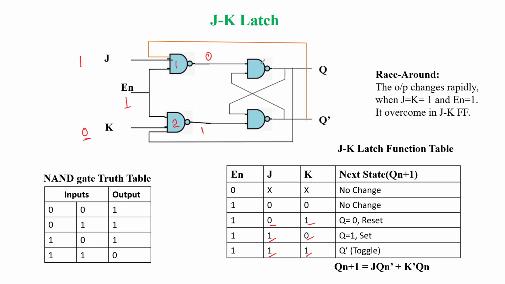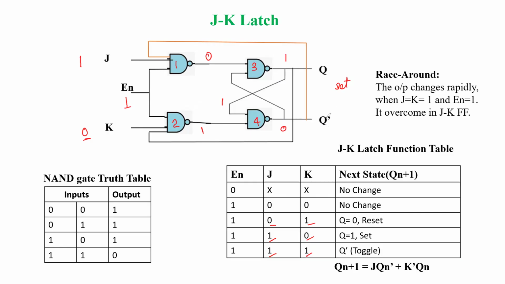Now if we come to the cross coupled latch, where we have NAND gate 3 and NAND gate 4. If one input is 0, we are sure that the output is going to be 1. So that's why NAND gate 3 output is 1. Now this 1 is given back here, so both inputs are 1, so the NAND gate output becomes 0. So Q is 1, Q dash is 0.